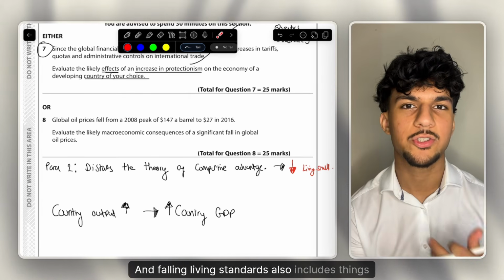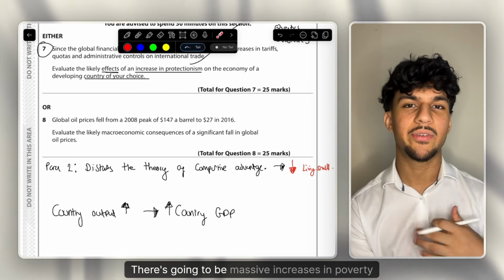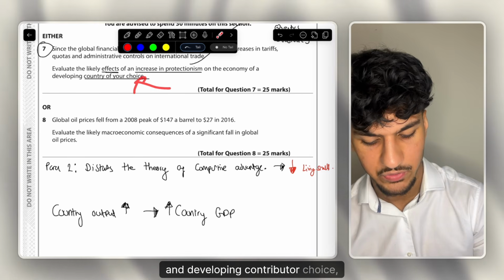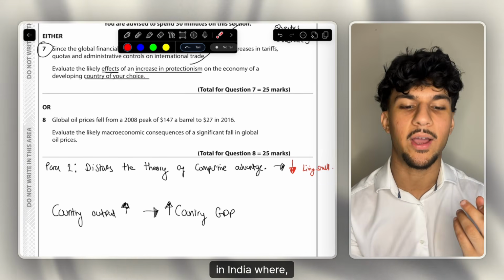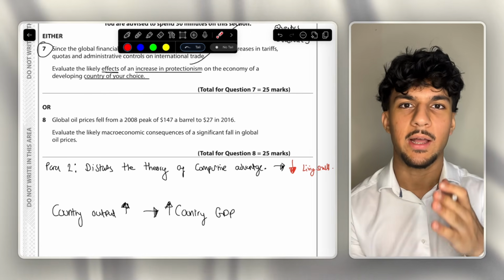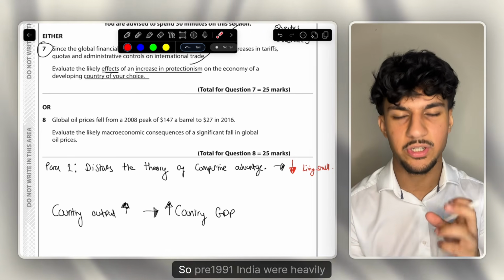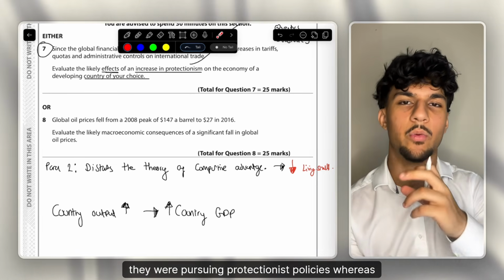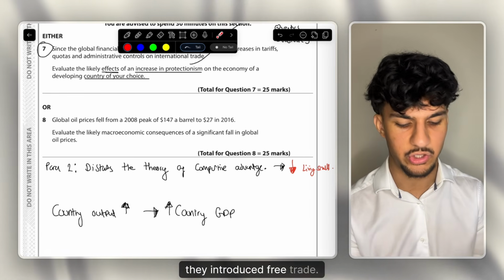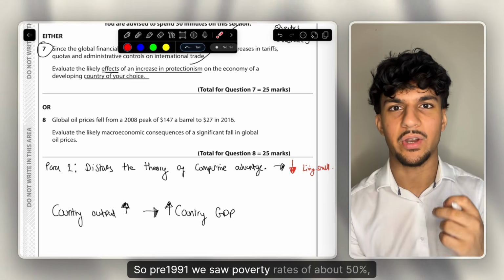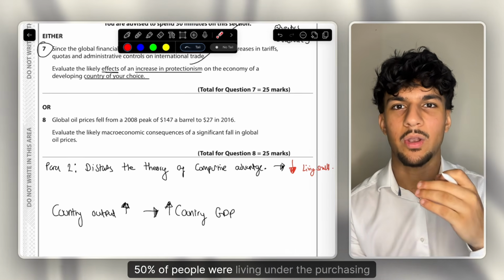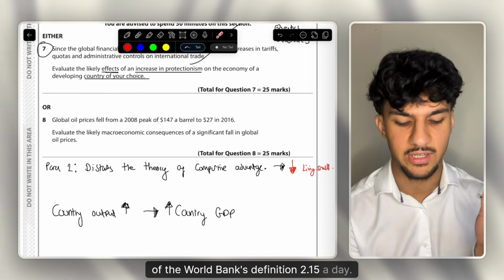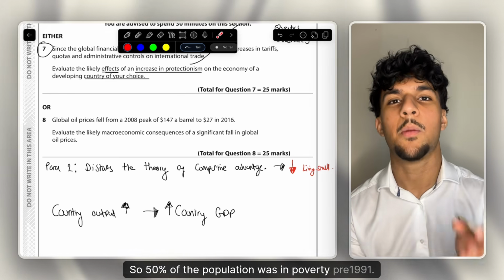And falling living standards also includes things like poverty, because there's going to be massive increases in poverty rates when living standards fall. And if you're actually thinking about the question and developing country of your choice, we saw this massively in India, where in the last evaluation point I was speaking about pre-1991 and post-1991. So pre-1991, India were pursuing protectionist policies, whereas post-1991 they liberalised, they introduced free trade. So pre-1991 we saw poverty rates of about 50%. 50% of people were living under the purchasing power parity of $2.50 a day, or whatever it is, of the World Bank's definition of $2.15 a day. So 50% of the population was in poverty pre-1991.